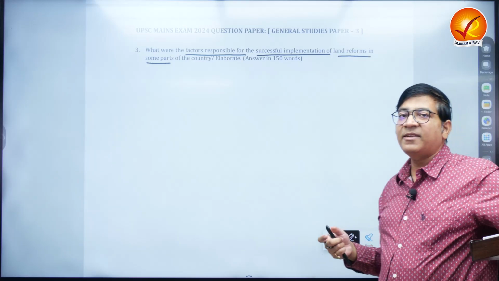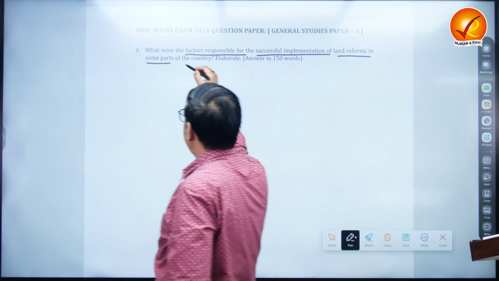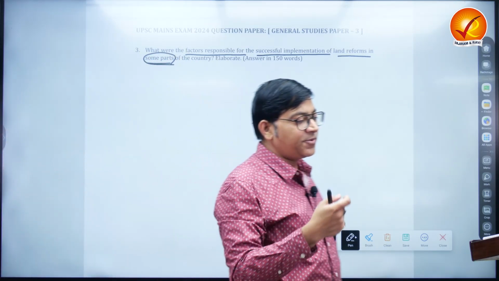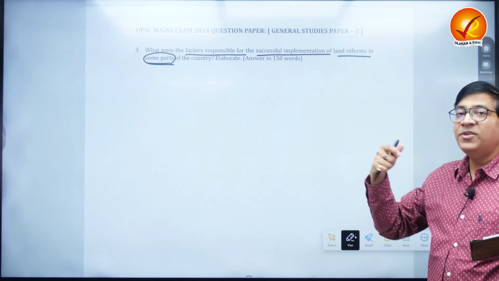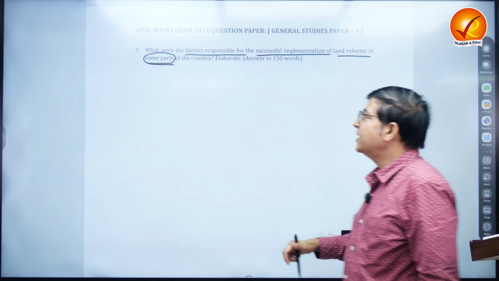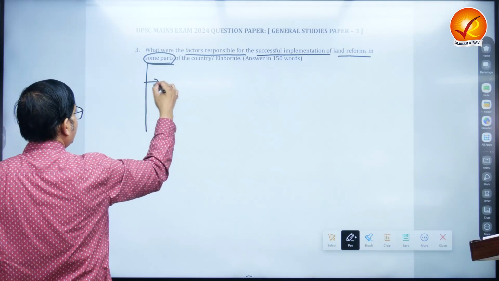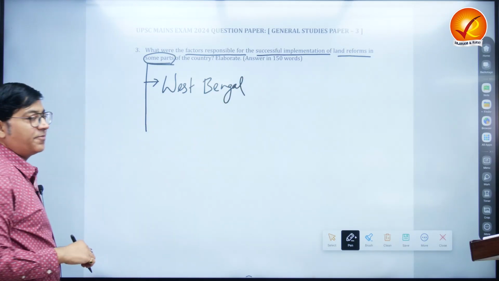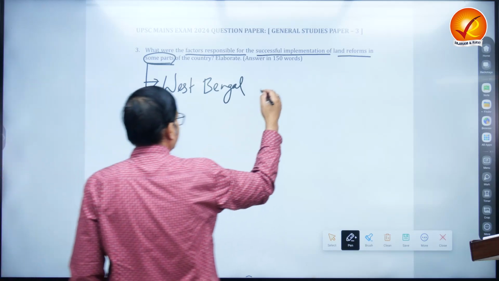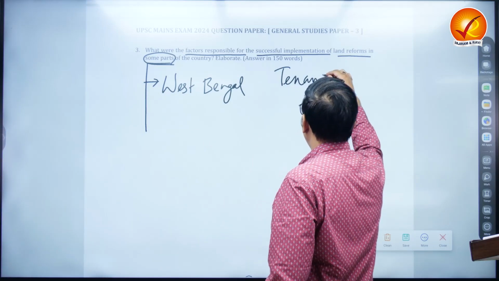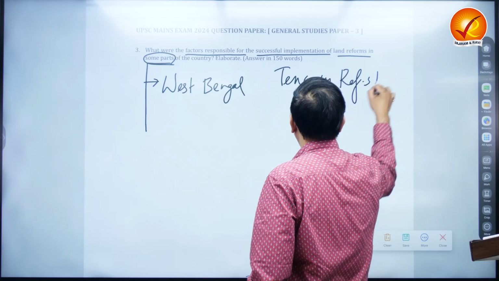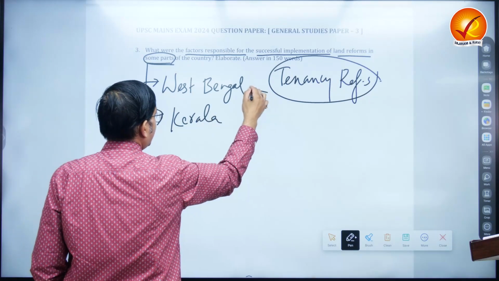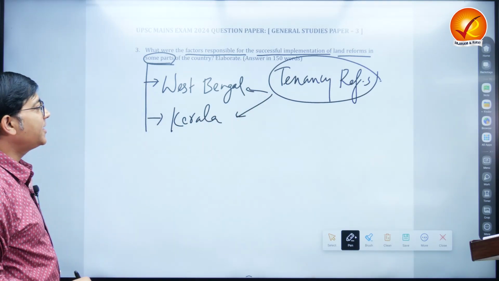A good way to answer such a question is to first identify which are these some parts. If you are not ready with what factors you will have to write, this is how you can begin your thinking, if not writing, at least your thinking. These some parts can be mainly West Bengal. West Bengal is known for successful land reforms in a big way, particularly the tenancy reforms. Apart from other land reforms, the tenancy reforms were very well implemented in West Bengal as well as Kerala. These two are considered the bright examples of implementing tenancy reforms.